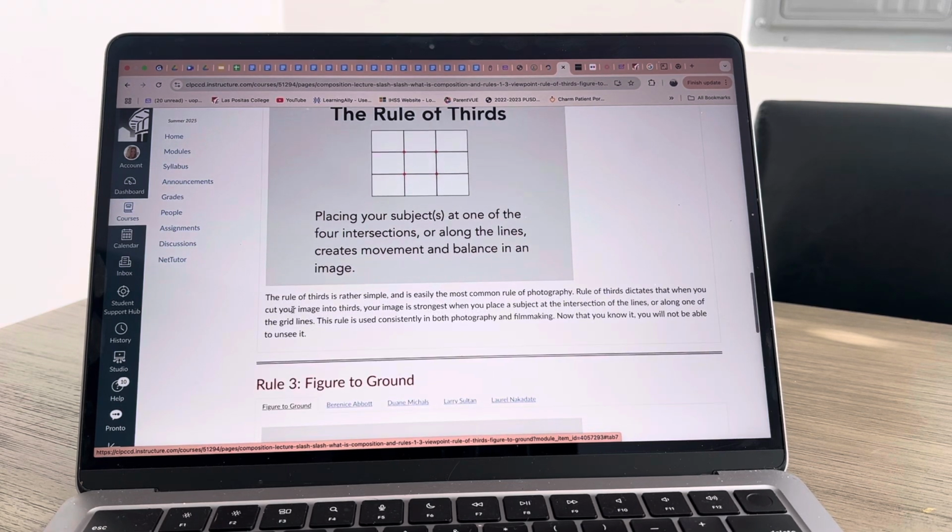the image. The rule of thirds is rather simple and is easily the most common rule of photography. Rule of thirds dictates that when you cut your image into thirds, your image is strongest when you place the image at the intersection of the lines and along one of the grid lines. This rule is used constantly in both photography and filmmaking.